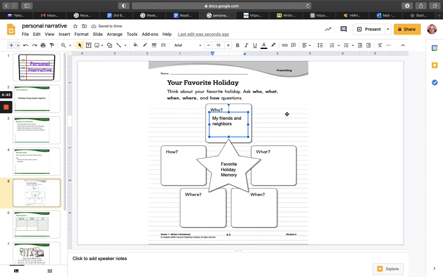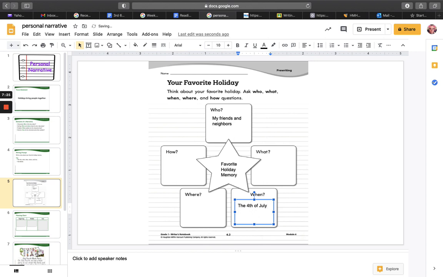Okay. Now I'm going to go to when. When did this story happen? When did this favorite memory happen? So I would come down here to when, and I'm going to say that this favorite memory was the 4th of July. And the 4th of July, if you cannot remember what this holiday is, it's celebrating America's independence. And a lot of times on 4th of July, it happens during the summer, right? So that would be part of my setting.